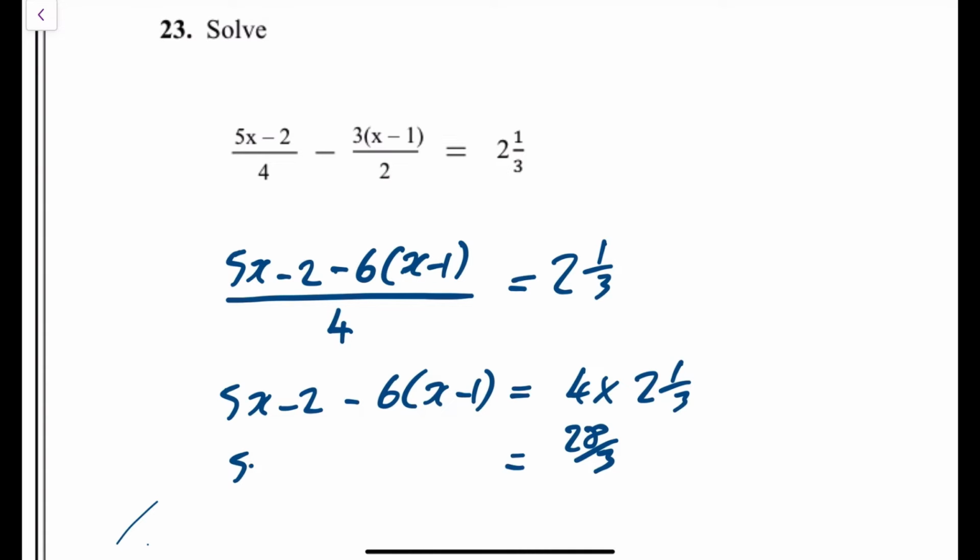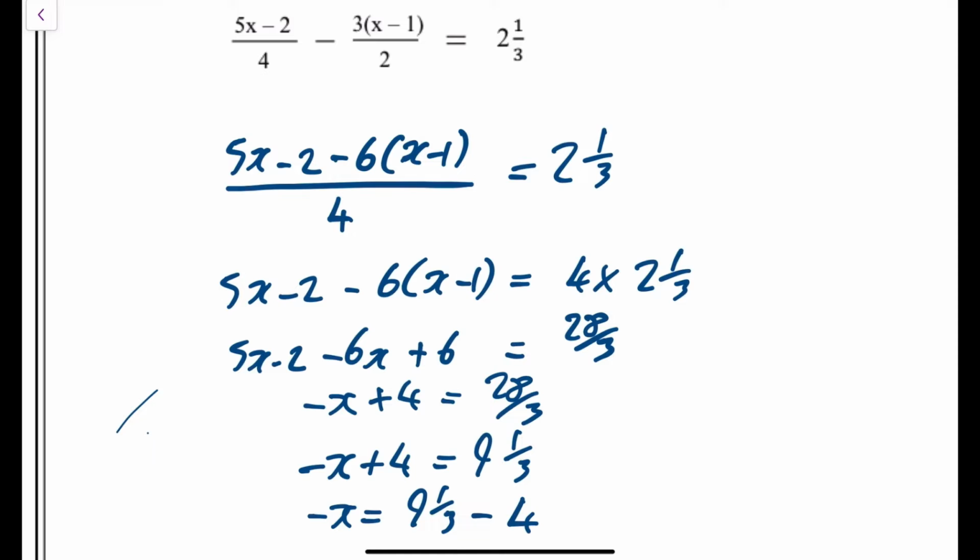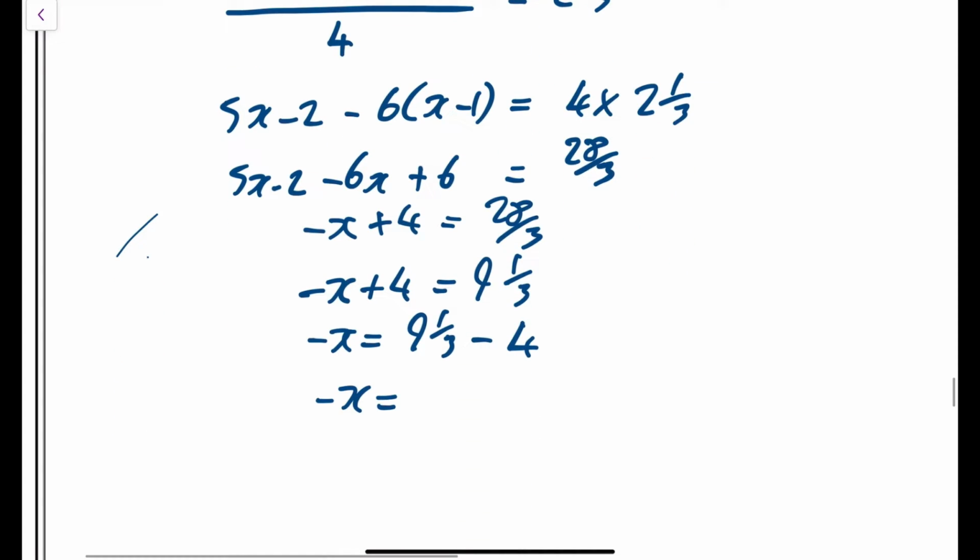Tidy up our left hand side, you're going to have 5x minus 2 minus 6x. And then careful, minus 6 times minus 1 is plus 6. So you have 5x minus 2 minus 6x plus 6. Tidy up again, you'll have minus x plus 4 is equal to 28 over 3. I'm going to write that 28 over 3 as 9 and 1/3. It will make life a wee bit easier. And minus x is equal to 9 and 1/3 minus 4, which means minus x is equal to 5 and 1/3. Which means x itself is equal to minus 5 and 1/3.